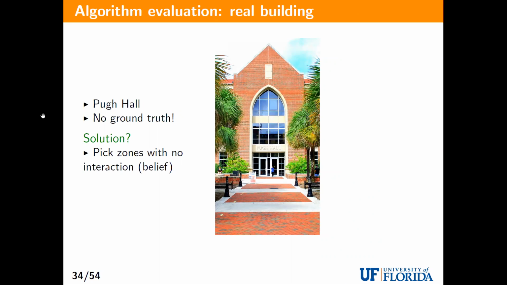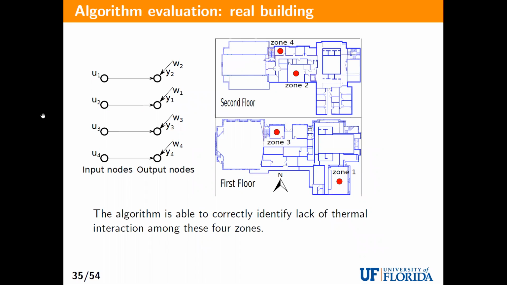So again, we're trying to apply it to real buildings. Same problem. There's no ground truth. How do I verify that I'm getting something useful? So what we did was we picked 4 zones from 2 different floors as widely apart as possible, so that we can reasonably guess that there is no thermal interaction among these 4 zones, which means that the airflow or the control inputs affecting these zones should not affect any of the other zones.